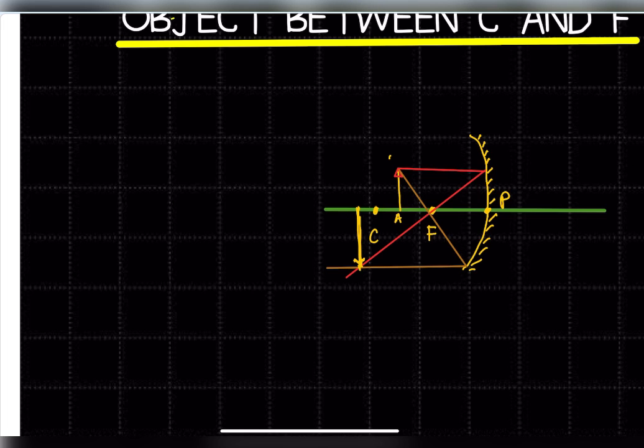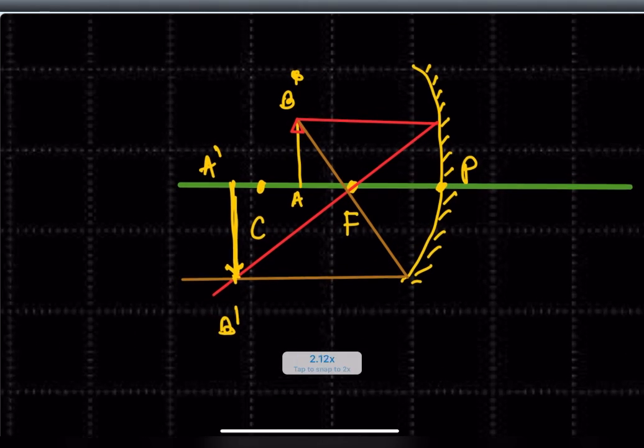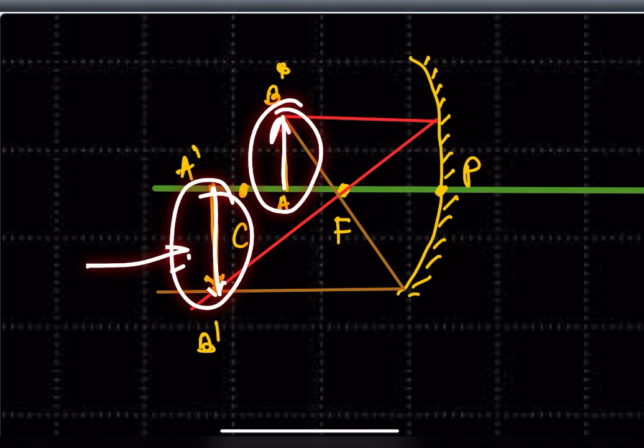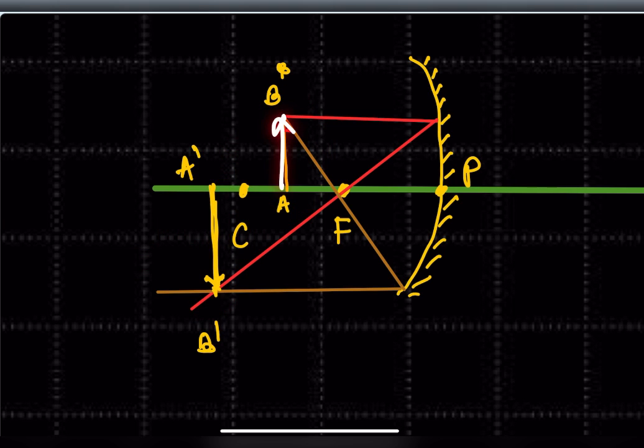Now what can you conclude? Let's say this is AB, and let's say this is A dash B dash. Name it whatever you want. What conclusions can you make from this diagram? The first conclusion is, this is my object, this is my image. So we can say this image is bigger than the object. First point. What else? What is the second point?